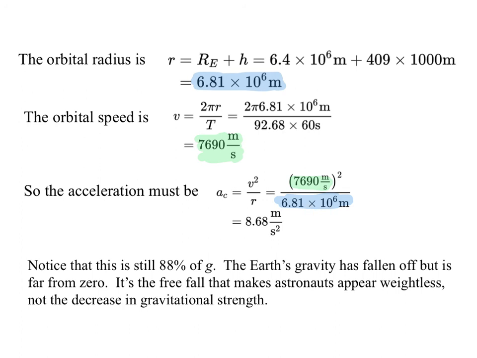That's still 88% of the strength on the Earth. So gravity has fallen off a bit, but it's very far from zero. It's still far from negligible. It is the free fall that's making astronauts appear weightless, not the fact that gravity has decreased in strength.